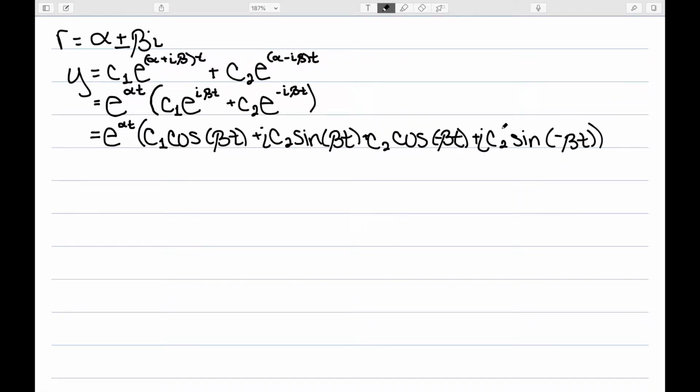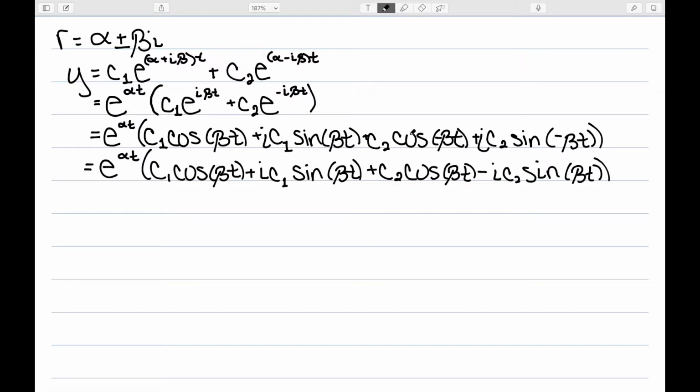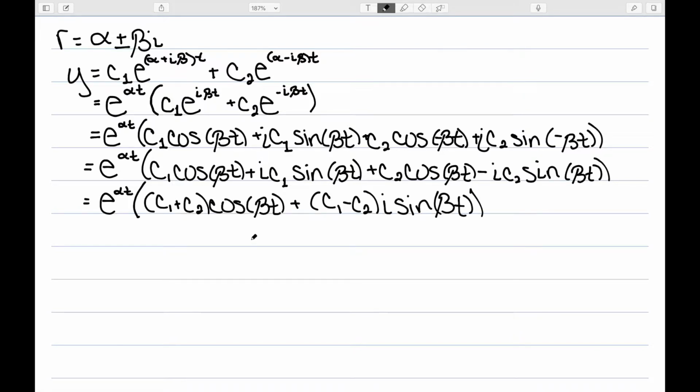Using Euler's identity, I can rewrite these exponents, these e to the i beta t, as cosine beta t plus i sine beta t. The next thing I'm going to do is rewrite these cosine minus beta t and sine minus beta t. Cosine of minus beta t is the same as cosine beta t, and sine of minus beta t is the same as minus sine beta t. I'm then going to regroup things. I have two cosines, a c1 cosine and a c2 cosine beta t, and I have two sines, a c1 and a minus c2, so I just went ahead and rewrote those.